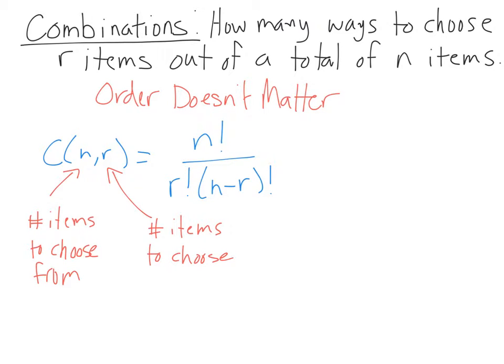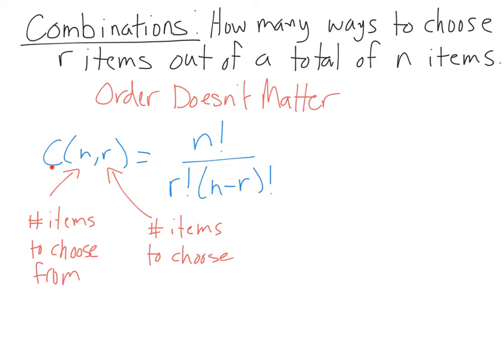Okay, so that's a permutation. A combination is very similar. It's how many ways to choose R items out of a total of N items. In this case, order is not going to matter. You're not arranging things this time. You're literally just selecting a number of items out of a larger set.